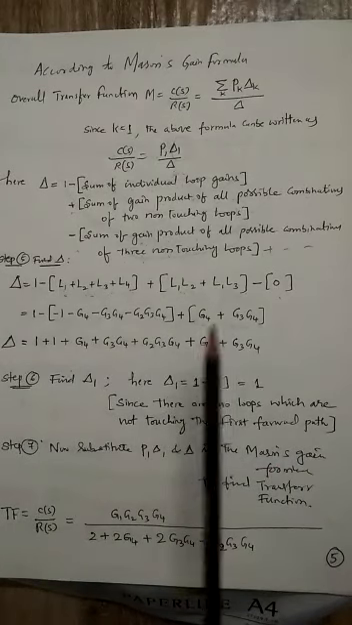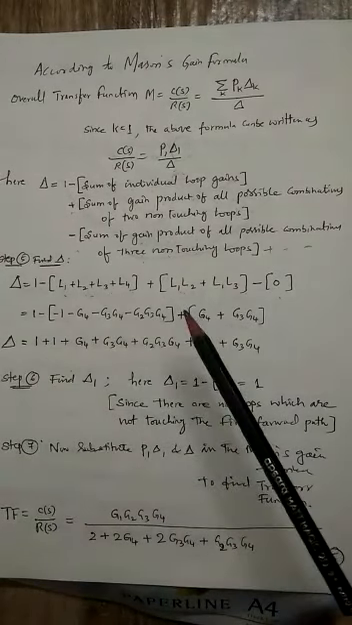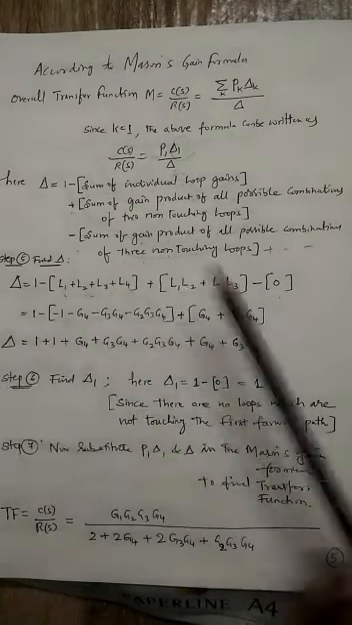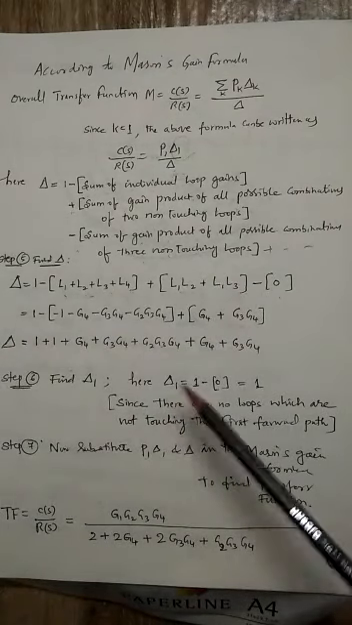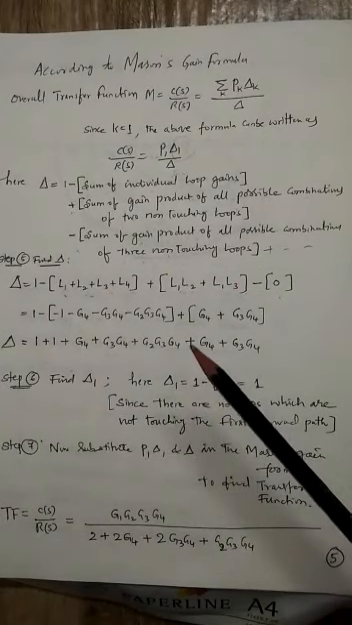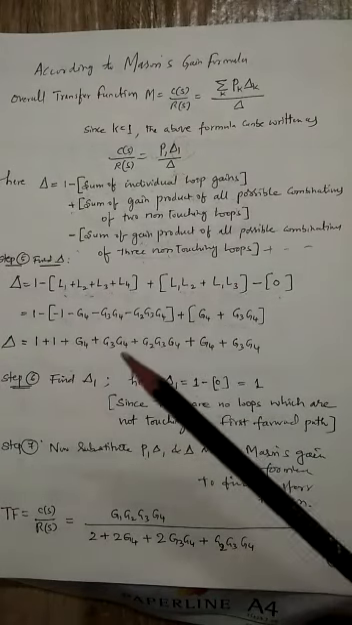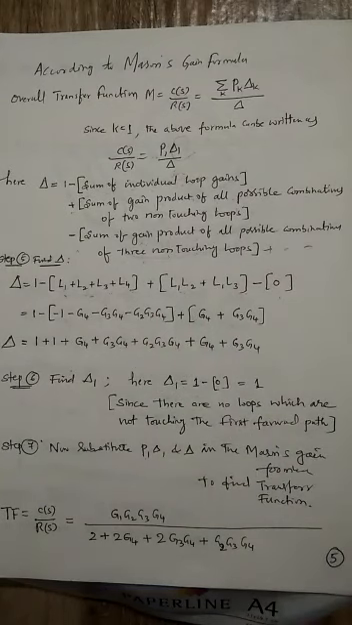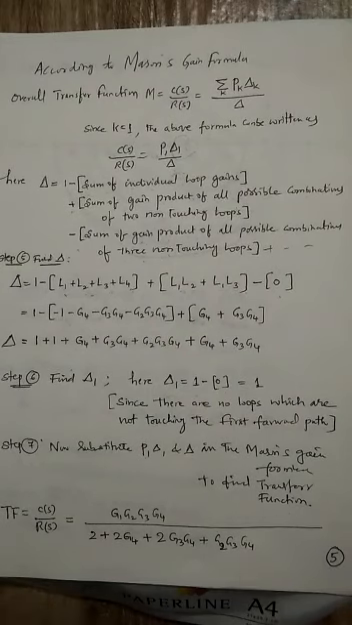Now, if you go for another problem, then you will understand how to get the value of delta 1, delta 2, if there is a non-touching loop which is not touching the particular forward paths. We'll solve the next problem, then you will understand very well how to get the value of delta 1, delta 2, etc. if there are some loops which are not touching the particular forward paths.